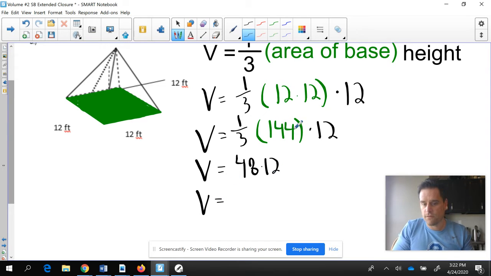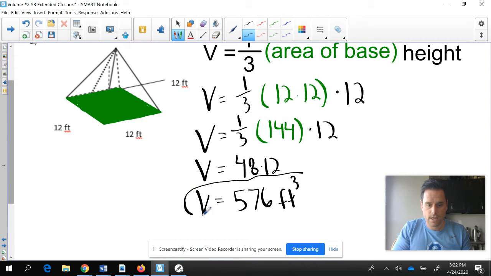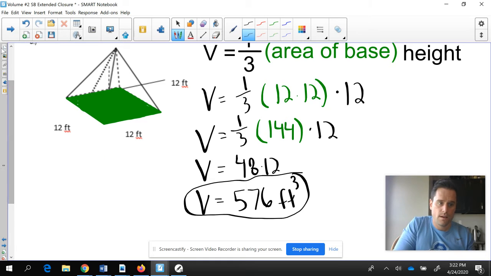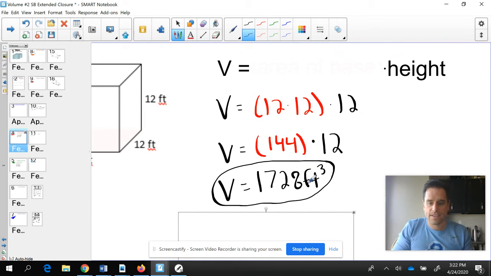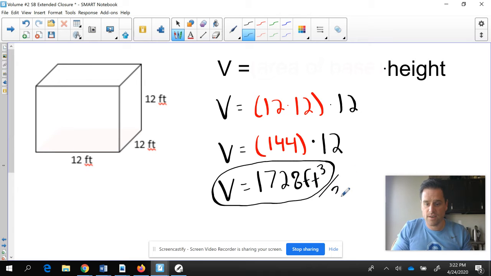And by the way, you could take 144 times 12 and then divide it by 3. That's fine too. So 48 times 12 is 576, and that's going to be feet cubed. And I'm only going to show you this once, but let's go back for a second. And that's just this answer divided by 3. If you do that and divide by 3, it's going to give you 576 feet cubed. And that's all you do.